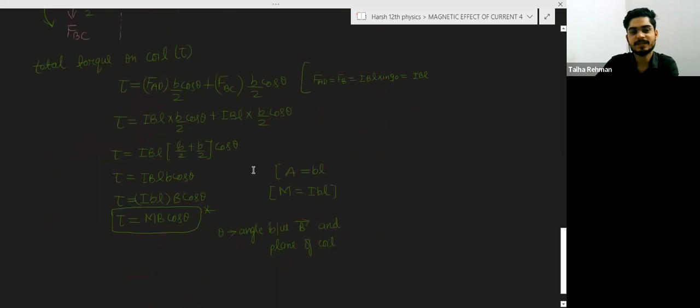So we will discuss that. If you know how the torque is generated here, then the concept of the moving coil galvanometer will be very, very easy for you.